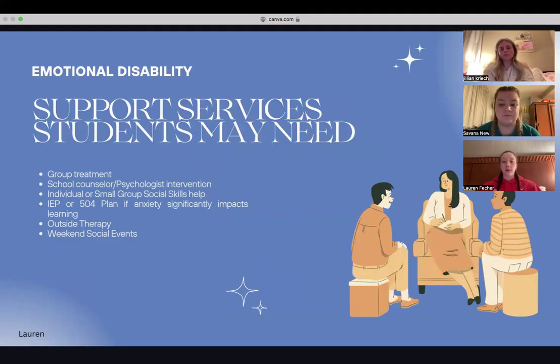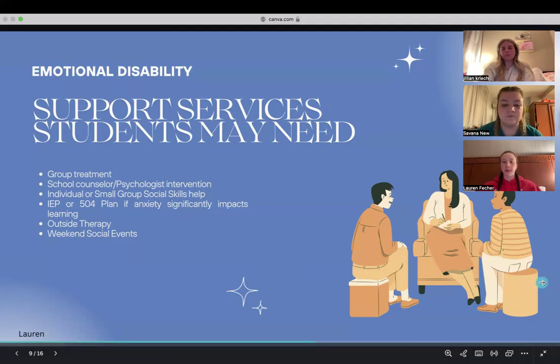They could need individual or small group social skills help. So just help if they are doing things alone in the classroom or if they have to work with a group. They could get an IEP or 504 plan if the anxiety is significantly impacting their learning. They could go to outside therapy, which will help them learn skills to help handle their social anxiety. And then they could also go to any weekend social events.